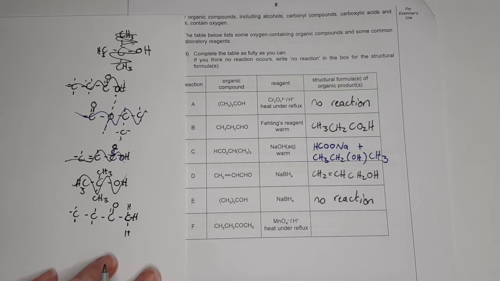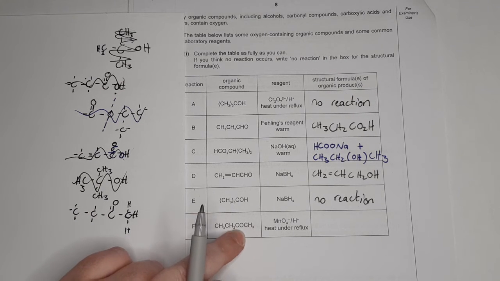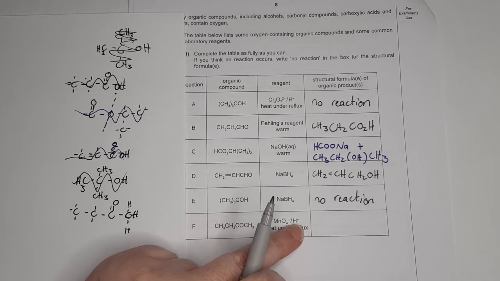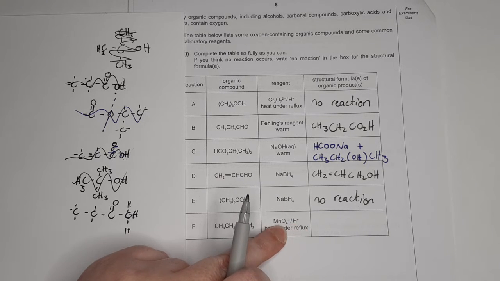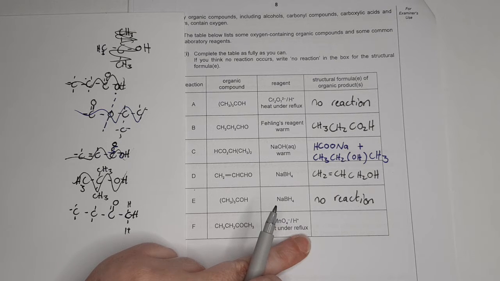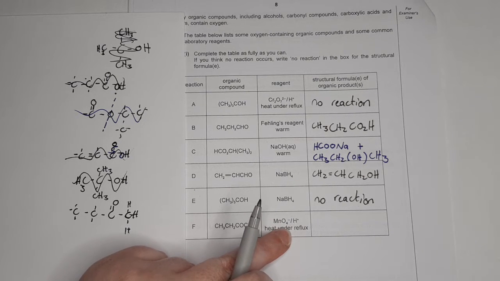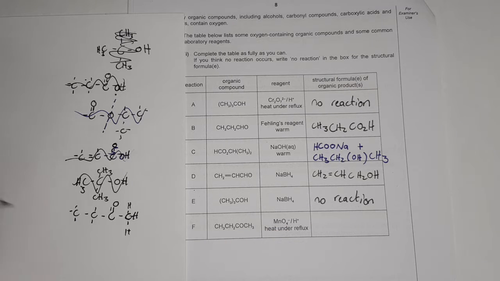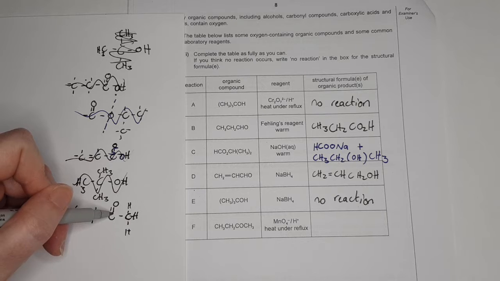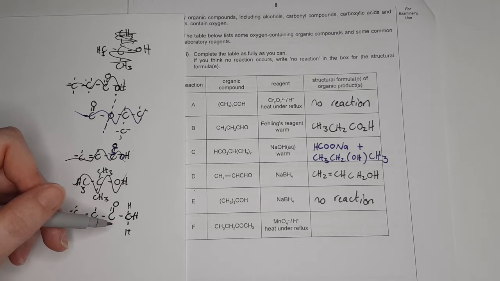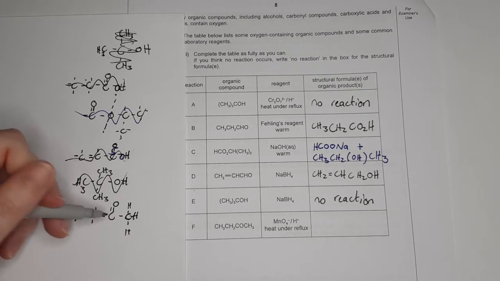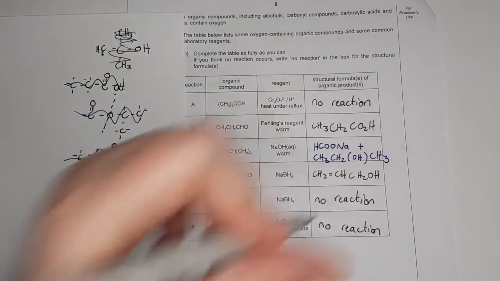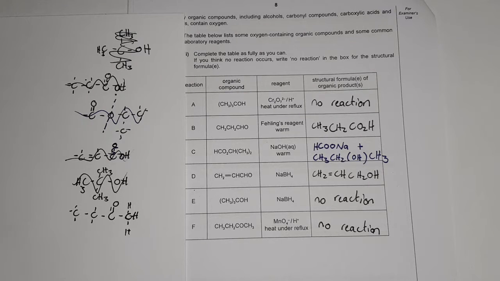And then the last one was the ketone, and a ketone with MnO4/H+, meaning it's acidified potassium manganate with heat under reflux. So manganate that's acidified is an oxidizing agent. So it means we want to add more oxygens, but this is a ketone. So it's already as oxidized as it's going to go. Can't be oxidized any further, so we also say no reaction. So that's the kinds of questions that we're going to look at.